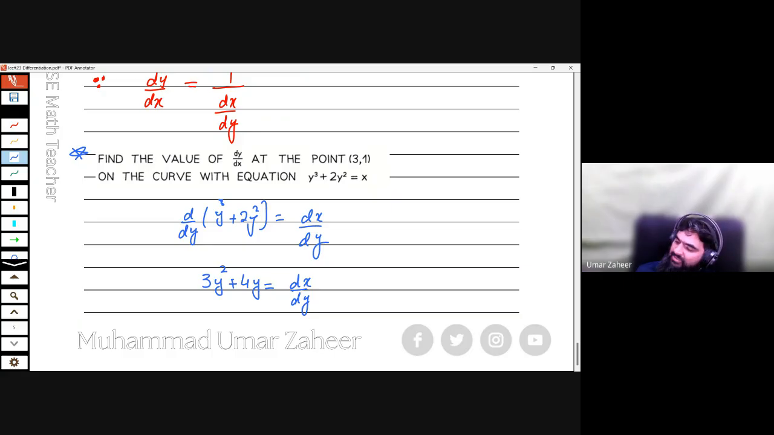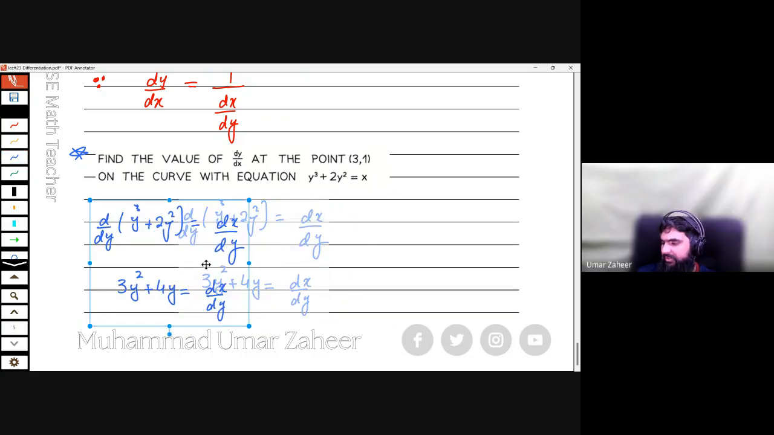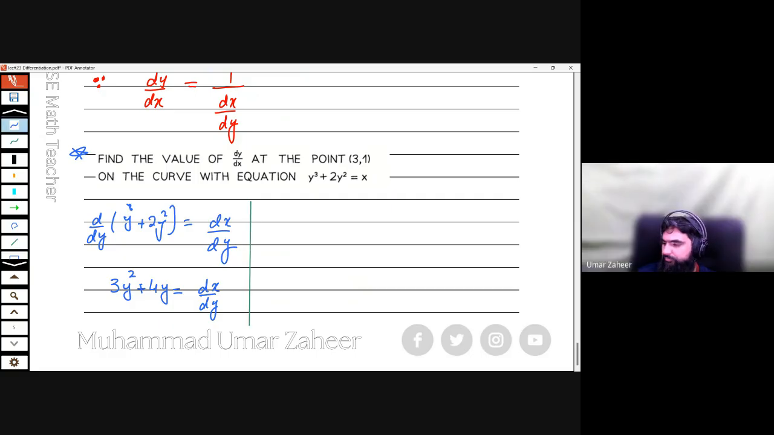Now look here, he says that we have to find dy by dx, not dx over dy. So we want dy by dx, right? So we are just going to take the reciprocal. So dy by dx is equal to 1 divided by 3y square plus 4y.